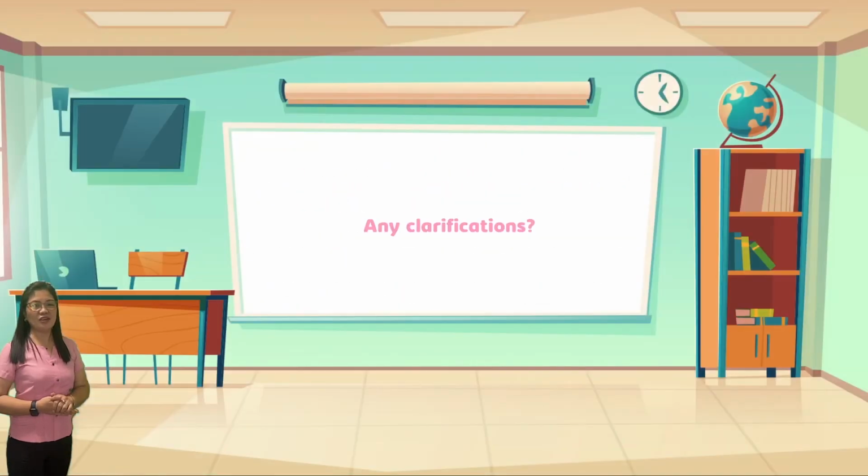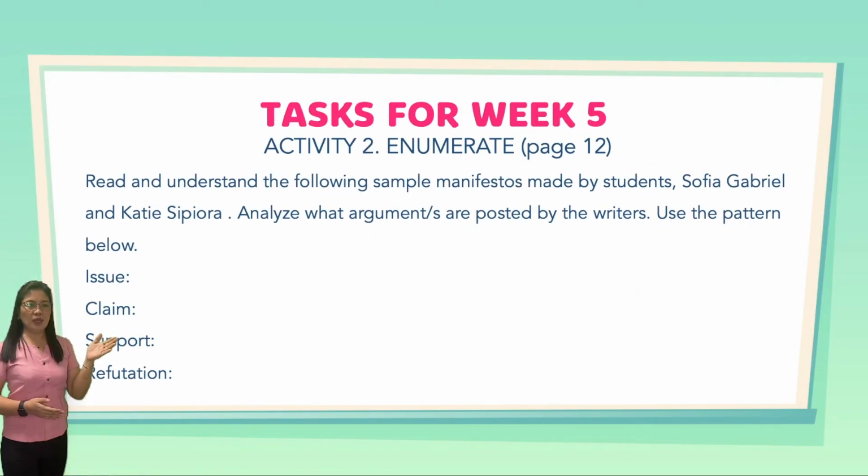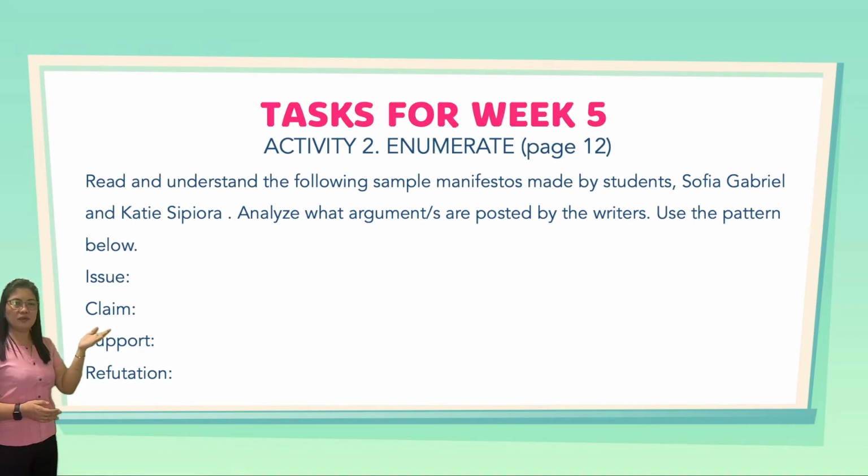Any clarifications? If there are none, let us proceed to discuss the supposed task for the week. Activity 2, Enumerate, which is found on page 12. Read and understand the following sample manifestos made by the students Sophia Gabriel and Cathy Sipiora. Analyze what arguments are posted by the writers. Use the pattern below. We have issue, the claim, the support, and the refutation.